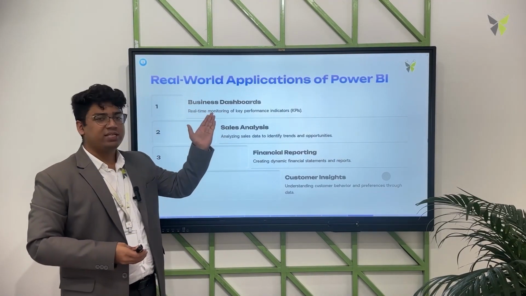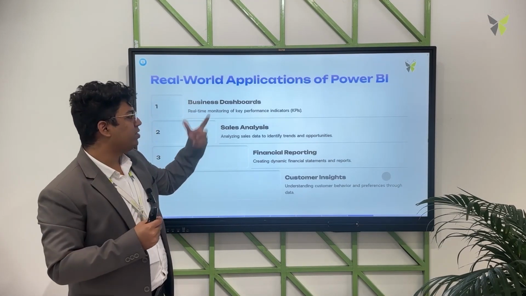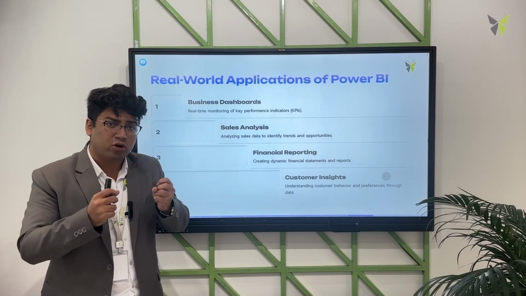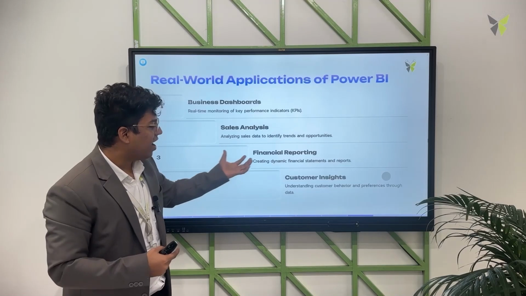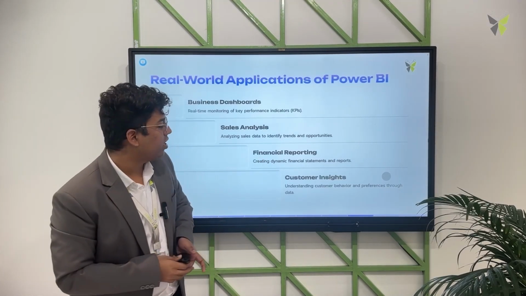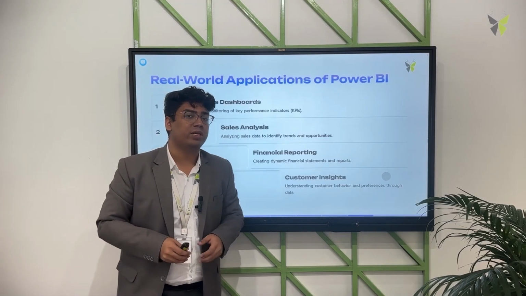First one is your business dashboards. As I said earlier, you can take business decisions by building these business dashboards. You can do sales analysis. You can identify your best products, your worst products, and try selling or reselling those products. Financial reporting, you can create advanced financial reports so that you can understand what exactly is happening in your business, and finally there are customer insights as well.